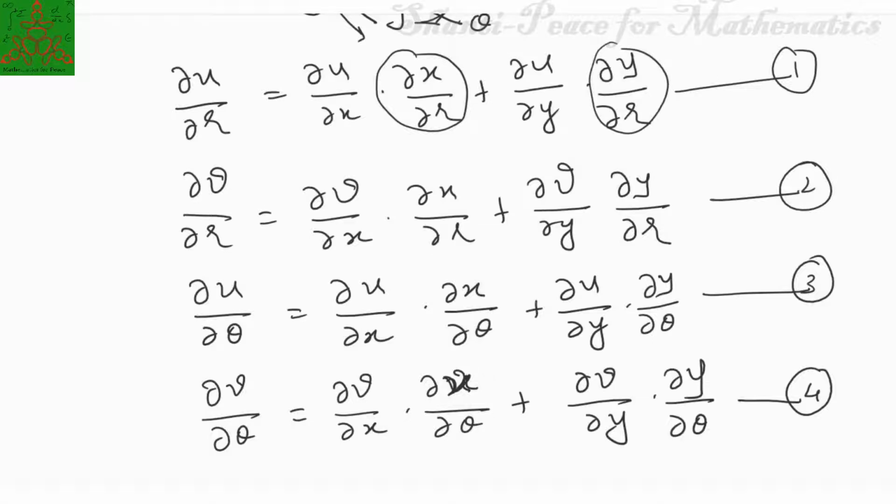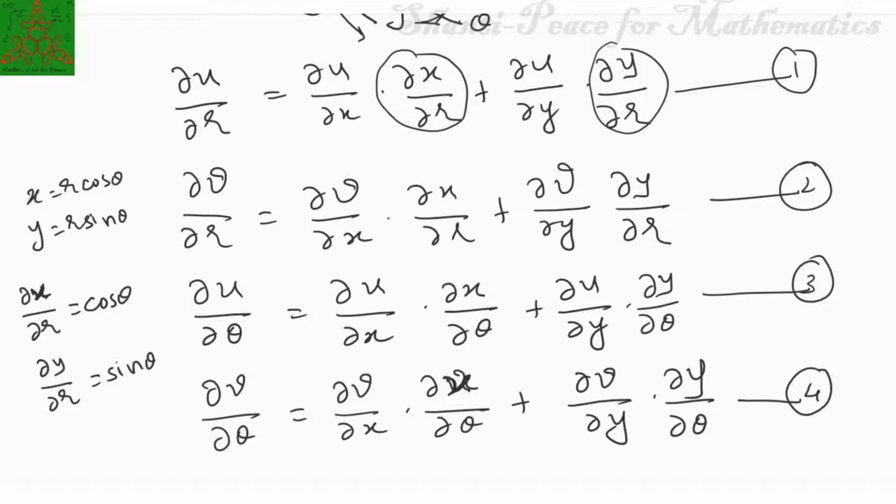So if you substitute that value, you know that x is equal to r cos theta and y is equal to r sin theta. So del x by del r will be cos theta, del y by del r is sin theta, del x by del theta is minus r sin theta, and del y by del theta will be r cos theta. So we have this, and we can substitute this value into each one of the equations.